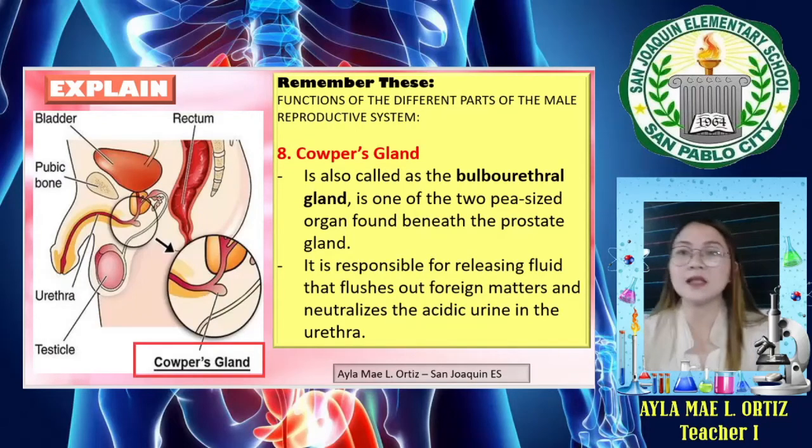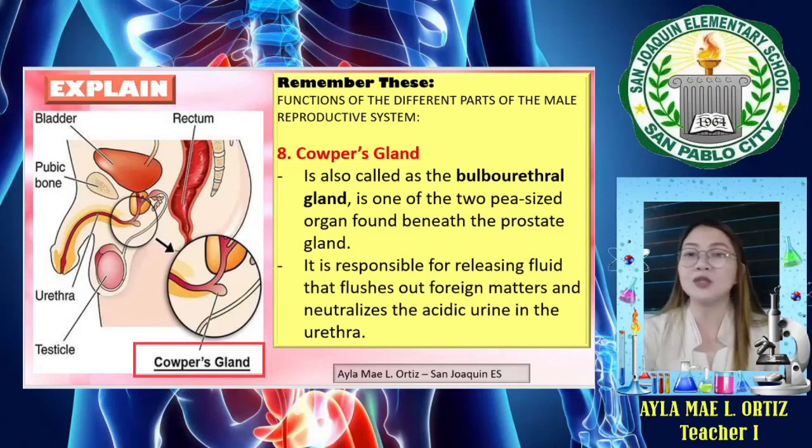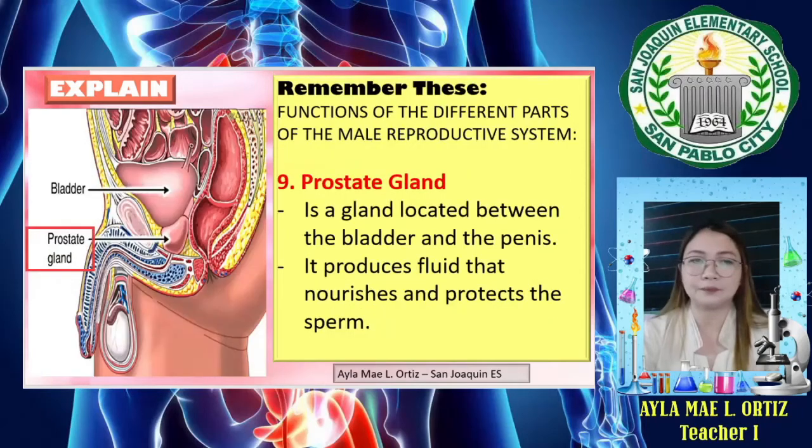Okay, next is the Cowper's gland. Cowper's gland is also called a bulbourethral gland. It is one of the 2 pea-sized organs found beneath the prostate gland. It is responsible for releasing fluid that flushes out foreign matters and neutralizes the acidic urine in the urethra. So Cowper's glands are also found in the male body and play an important role in protection of the sperm during ejaculation.